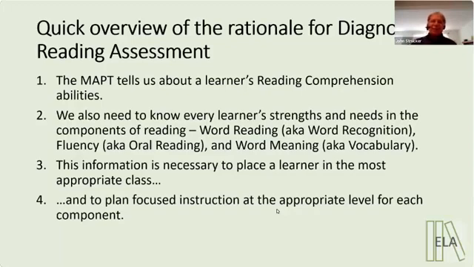So a quick overview. This shouldn't take long with this group. You guys could practically teach this course. So as you know, the MAP tells us about learners' reading comprehension, but in order to teach effectively, we also need to know people's strengths and needs in the components of reading. Word reading, phonics or word analysis, fluency, and word meaning, also known as vocabulary. And we use this information in order to place someone accurately in the appropriate class and on top of it to plan focused instruction at the appropriate level in each component.